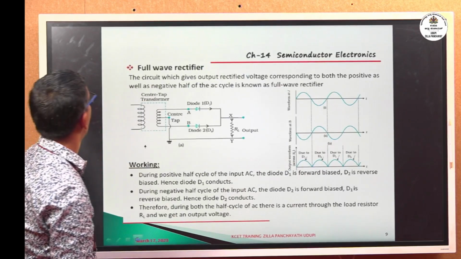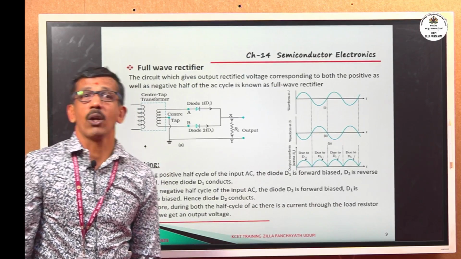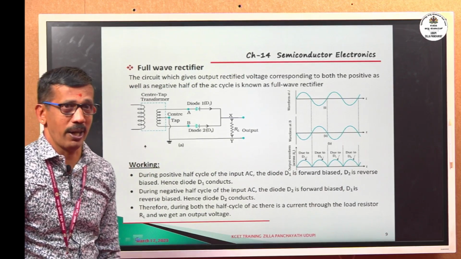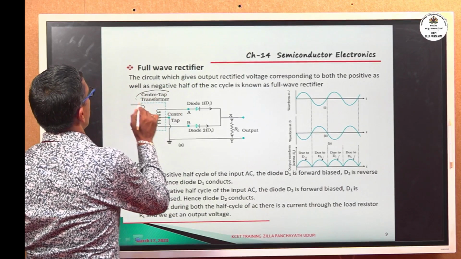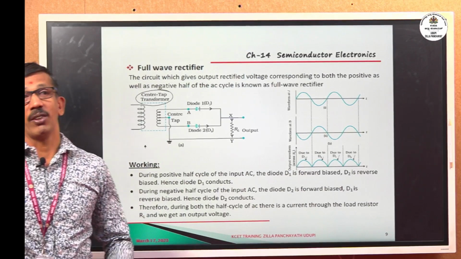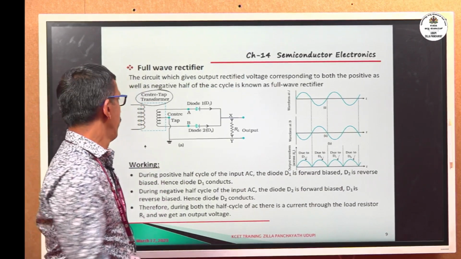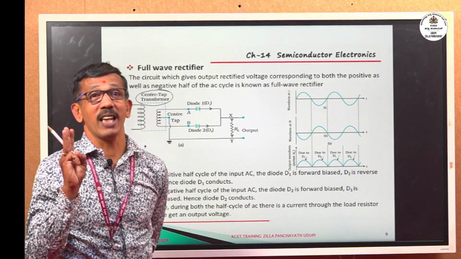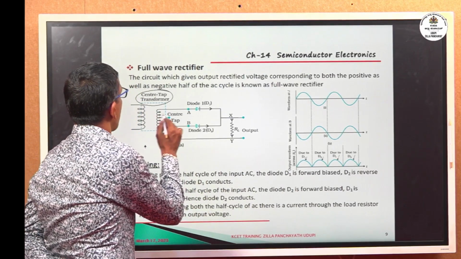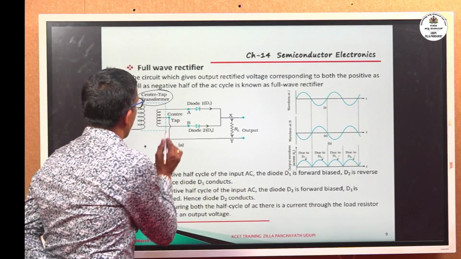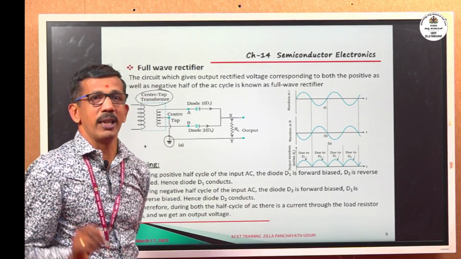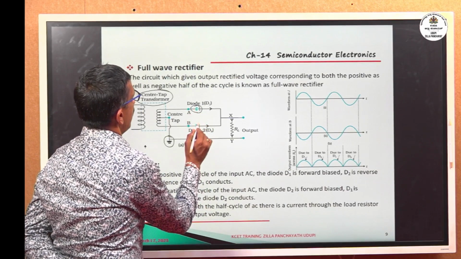We move on to the next, the full wave rectifier. It is an electronic circuit containing two diodes and a special type of transformer called a center tap transformer. It is a specially designed transformer such that the secondary has three terminals, with the central terminal connected to ground. Here, the center terminal of the secondary is connected to ground. And the circuit contains two diodes, D1 and D2.